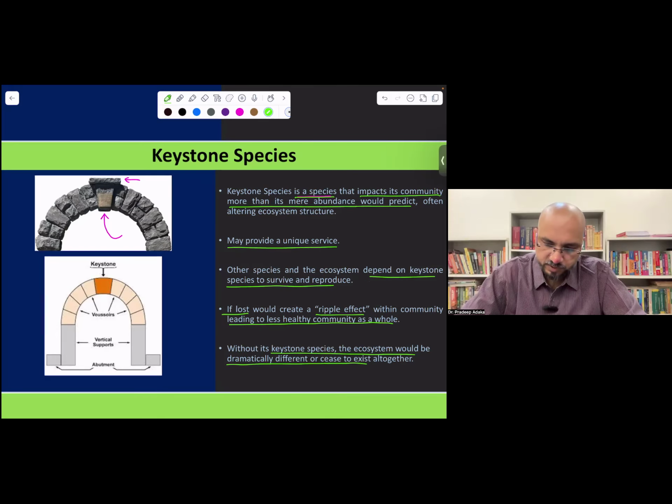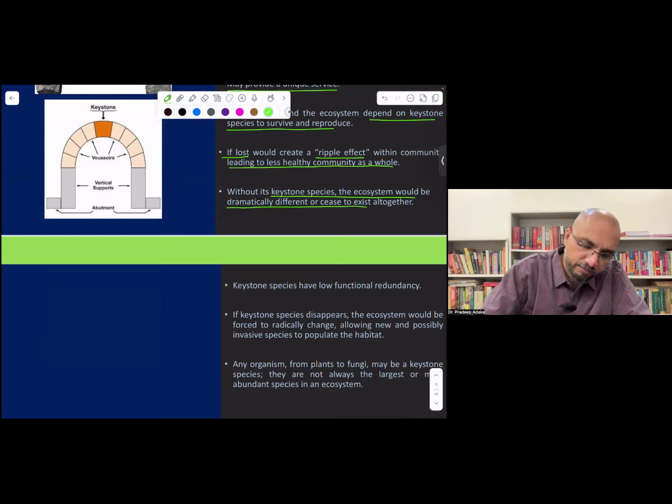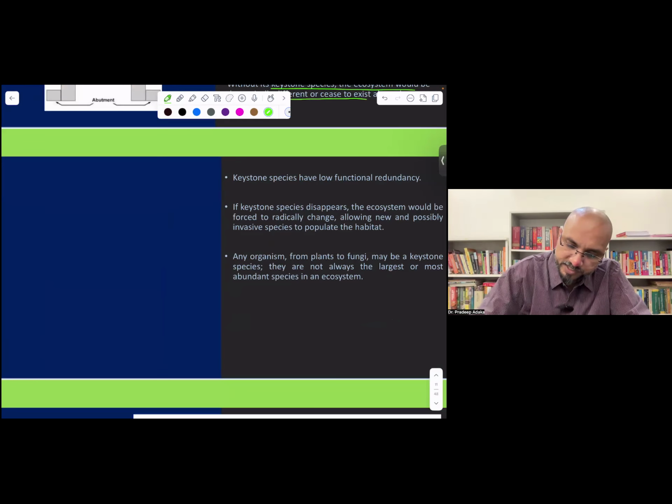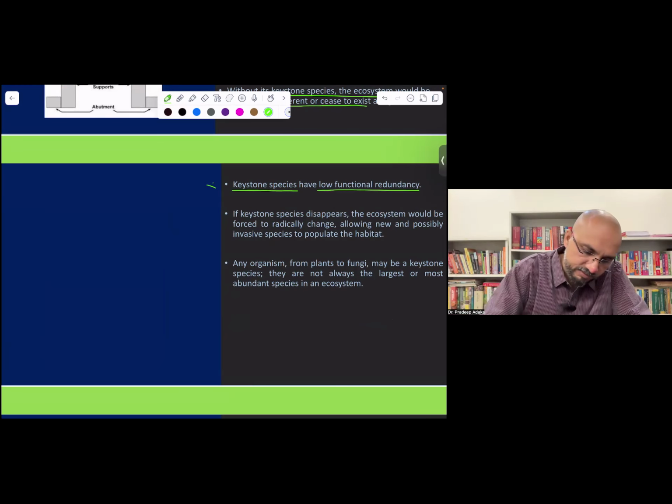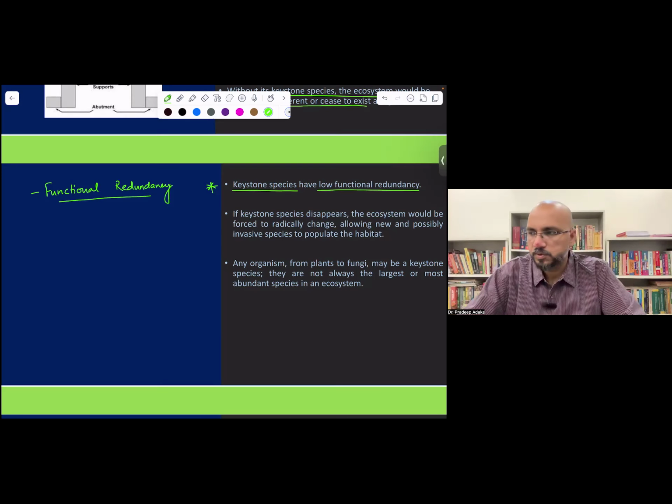So it is very important, keystone species, right? They have low functional redundancy. Keystone species have low functional redundancy. What do you mean by this? Suppose in a company there is an employee who performs a function. If some other employee can also do that, if multiple people are performing the same function, it is called functionally redundant. That means multiple people are doing the same job. Now, in the case of keystone species, they have low functional redundancy.